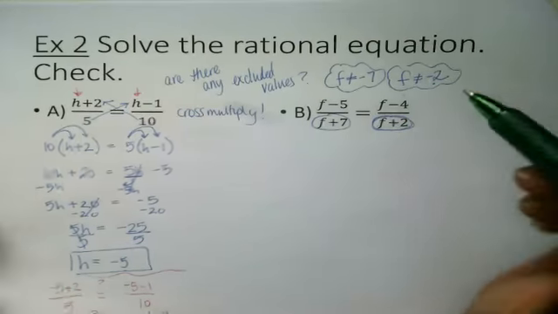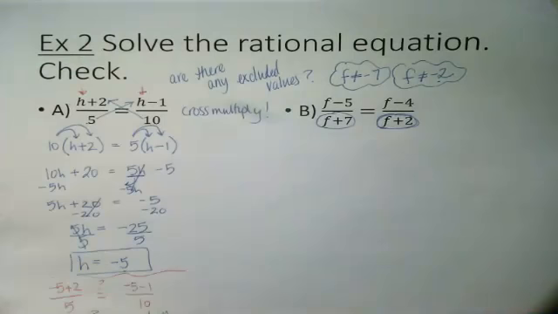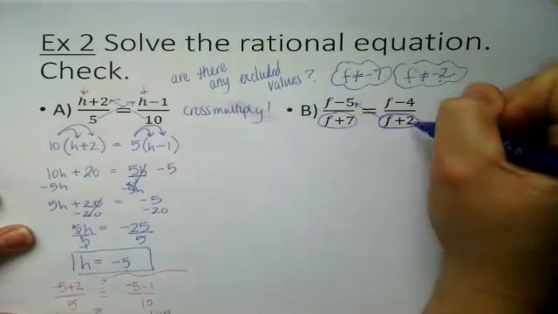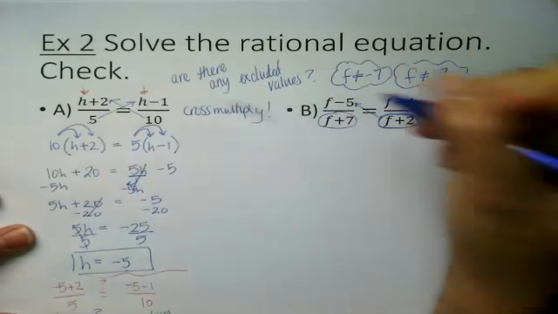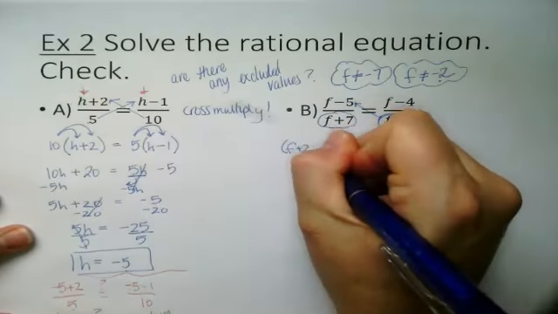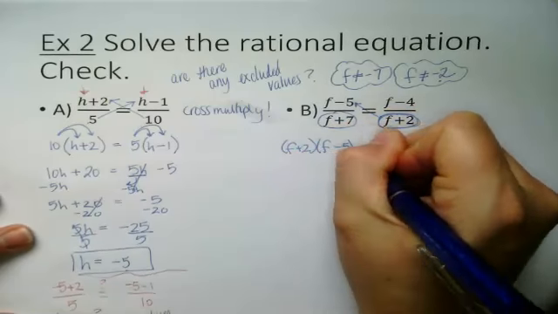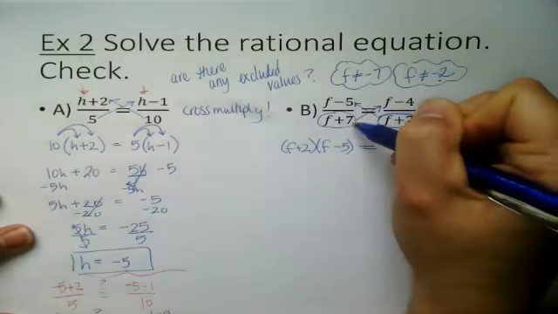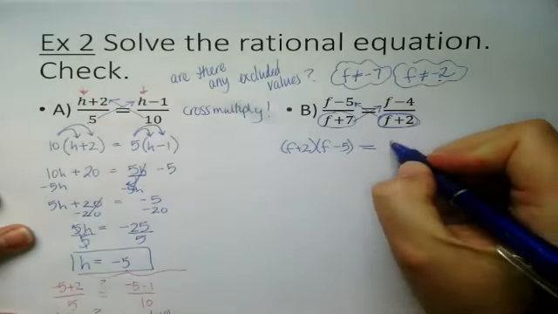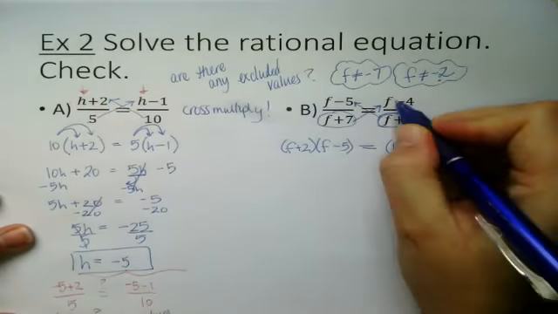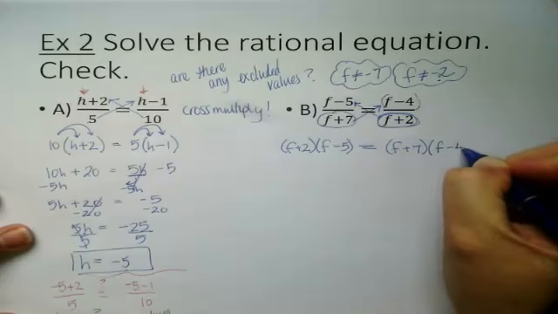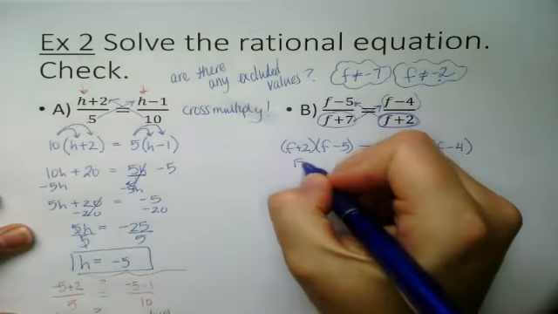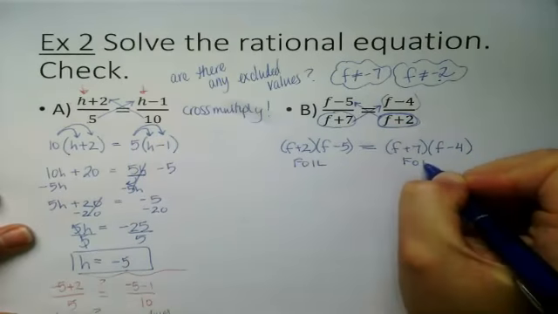All right, right off the bat here, we know we have some excluded values. F is not allowed to be, but we need to go ahead and solve this. And again, the easiest thing to do is to cross multiply. So we're going to take this f plus 2 denominator and multiply it to the numerator, f minus 5. And that's going to be equal to taking our denominator, f plus 7, times the whole numerator. Please use parentheses properly.